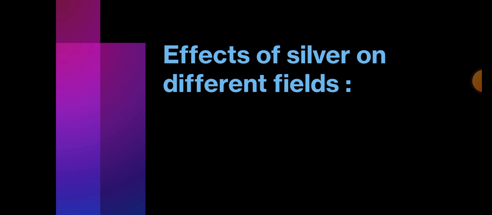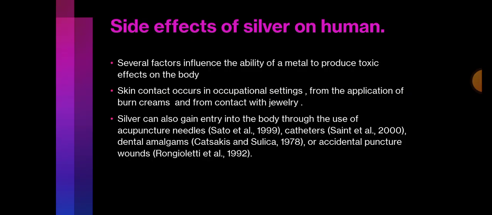Effects of silver on different fields. Silver effects on humans. Several factors influence the ability of a metal to produce toxic effects on the body. Skin contact occurs in occupational settings, from the application of burn creams, and from contact with jewelry. Silver can also gain entry into the body through the use of acupuncture needles, catheters, dental amalgams, or accidental puncture wounds.